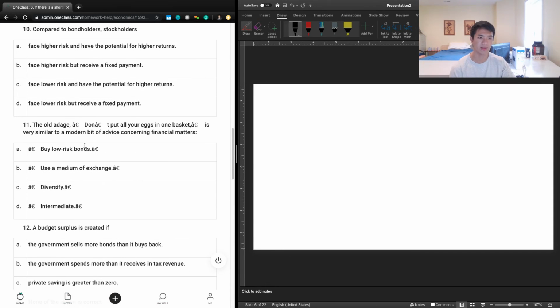Number 10 says, compared to bondholders, stockholders face higher or lower risk, potential for higher or lower returns, or higher or fixed payment returns. So the first question: bondholders versus stockholders, who faces higher risk? This is a finance-based question, but the stockholders are going to face more risk.